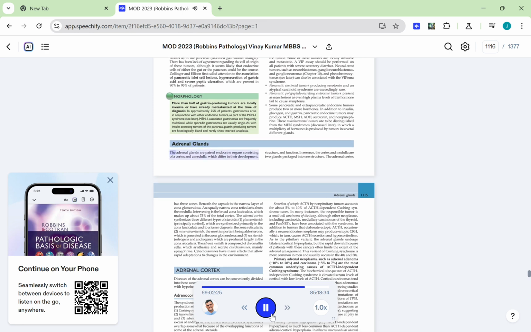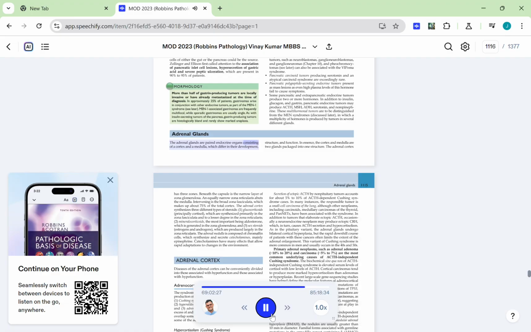Adrenal glands. The adrenal glands are paired endocrine organs consisting of a cortex and a medulla, which differ in their development.